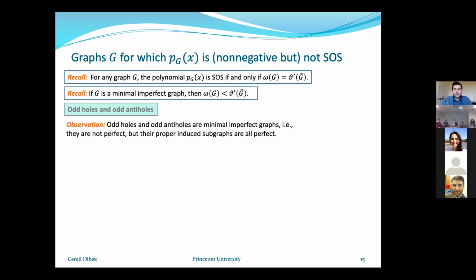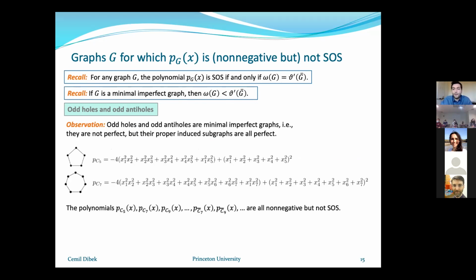So the first family is odd holes and odd anti-holes. But let me first quickly remind you, so this was lemma 1, which says that p_G(x) is SOS if and only if the clique number and the Shrijver number are the same. And we also proved that if a graph is minimally imperfect, then there is a gap. So for minimal imperfect graphs, this polynomial is not SOS. And therefore, it's easy to check that odd holes and odd anti-holes are minimal imperfect graphs. So they are not perfect, but their proper induced subgraphs are perfect. And therefore, if you write this polynomial for an odd hole or an odd anti-hole, you will obtain a non-negative polynomial, which is not SOS. So here you get an infinite family of non-negative but not SOS polynomials.